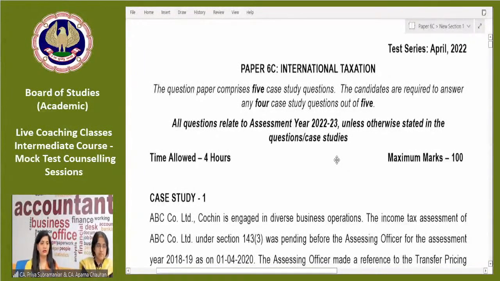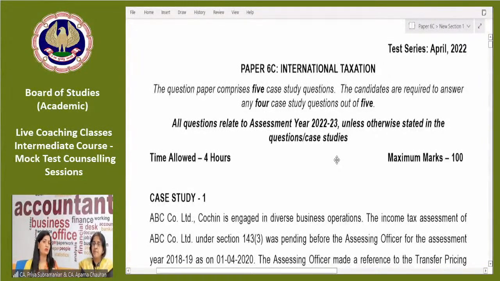Now, selecting the four cases out of the 5 is the first task you have to do, and you have to do it in the first instance. Of course, you cannot take a chance, start doing one and then leave it and start doing another one. You should not do that, because selection of the case study is very important.